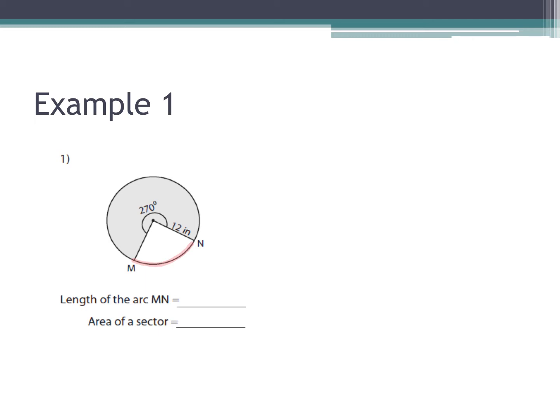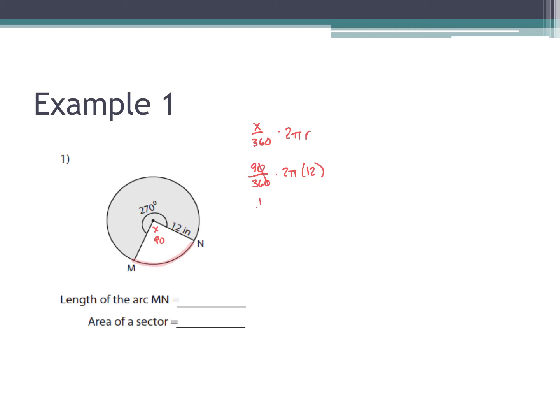So the length of the arc is x over 360 times 2 pi r. Now thankfully I already know what r is, but now I need to know what x is. So in order to do that, I'm just going to subtract from 360 in order to figure this out. So 270 minus 360, or the other way around actually, is going to give me x is equal to 90. So now I have 90 over 360 times 2 pi times 12.